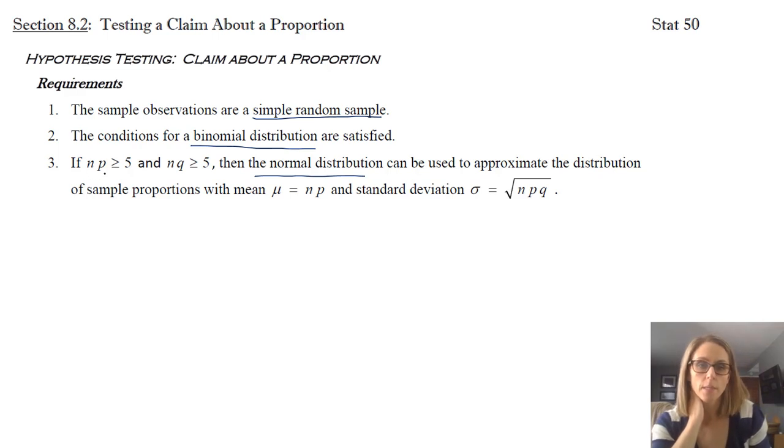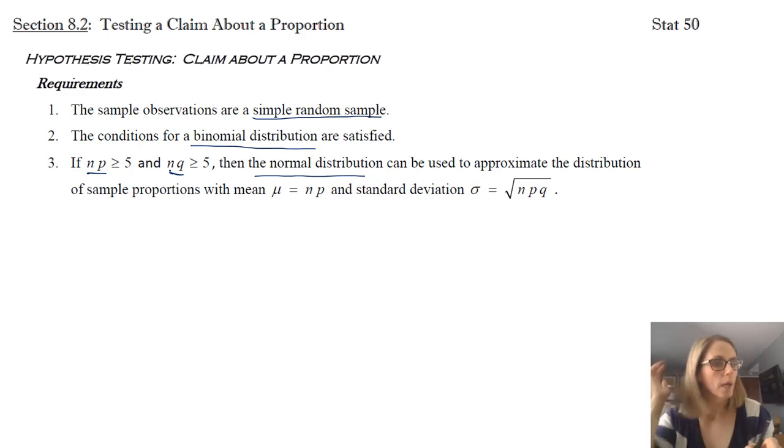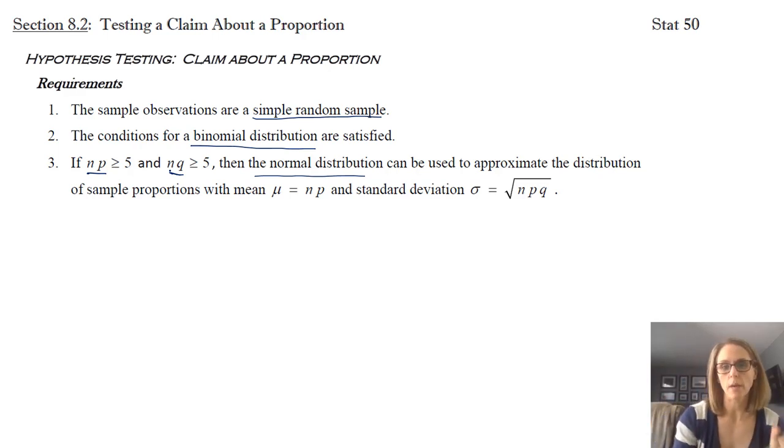All that it means here is n times p and n times q need to be greater than or equal to 5. That just means you need to have enough successes and enough failures. Whatever kind of data you have, you need an n that has at least 5 of whatever success is, and 5 of whatever failure is. I'll mention that in an example.